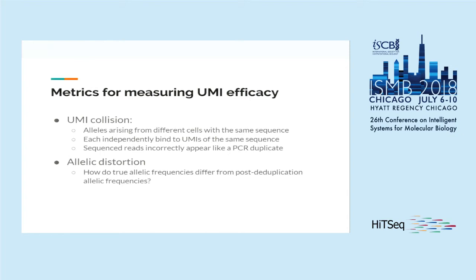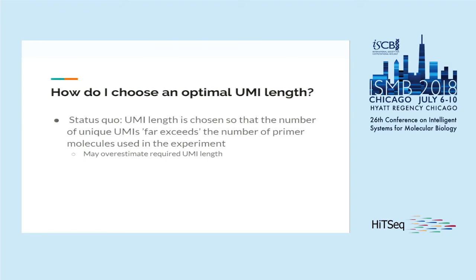So back to our question, how do I choose the optimal UMI length? In the current literature, I imagine that some people choose UMI lengths, and the reviewers ask them, how did you choose that UMI length? And people simply say, oh, the UMIs will far exceed the number of sequenced molecules in my experiment. There's not really a good rationale for choosing UMI length. And so we really wanted to help experimentalists choose the correct UMI length.